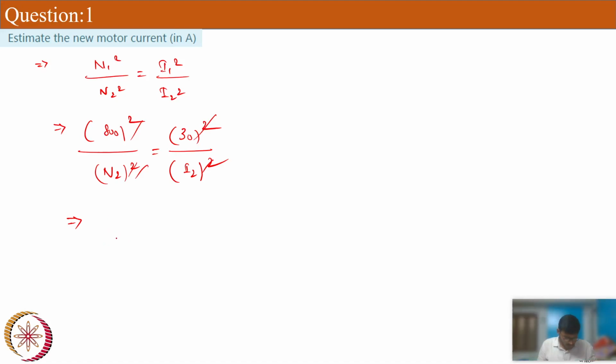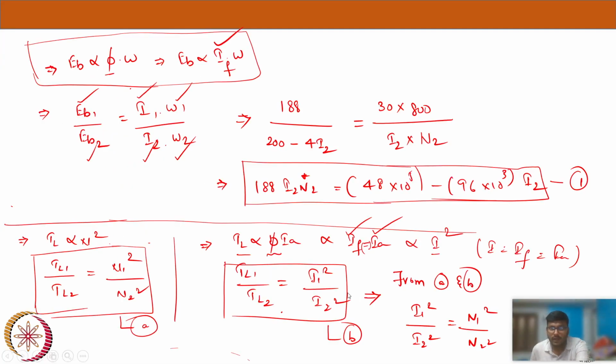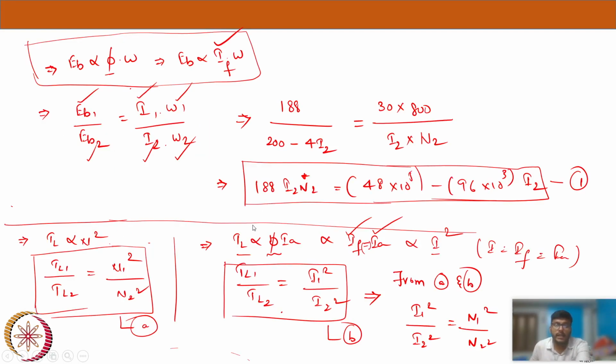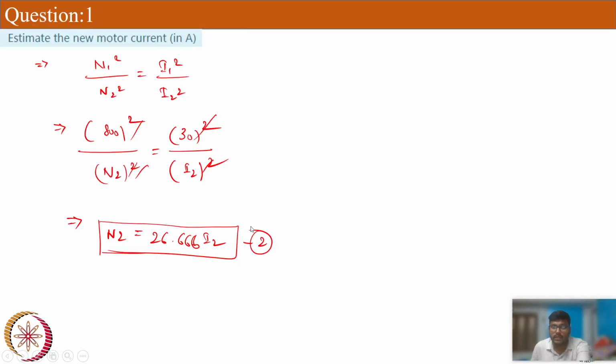What relation will you get? N2 is equal to 800 into I2 by 30, so 80 by 3, 26.666 I2. So let's say this is equation 2. Now what is equation 1 I have? So this is equation 1 I have: 188 I2 N2 is equal to 48 minus 96. Let me write that here.